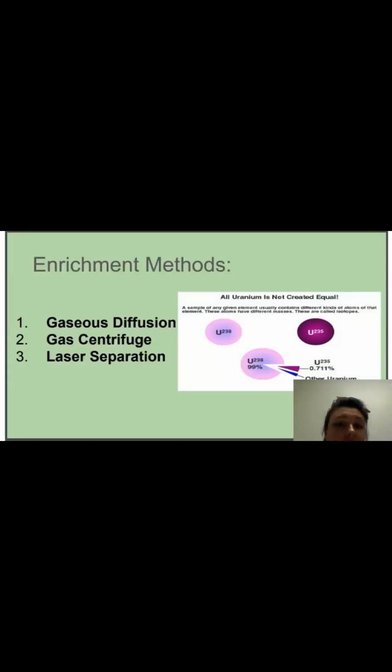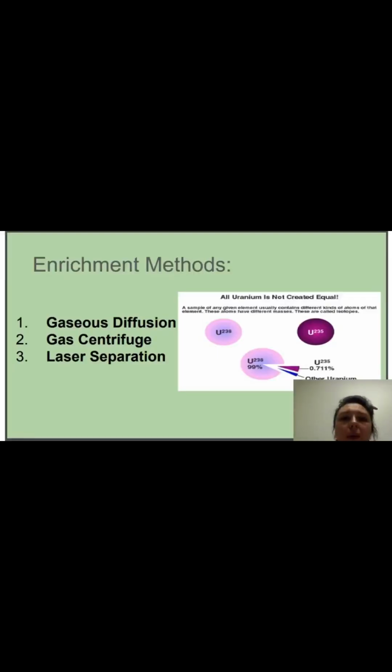There are 3 types of enrichment method. The first one is gas diffusion, the next one is gas centrifuge, and the final one is laser separation. In the United States, the only one that we allow commercial sector to produce uranium for enrichment cores or pellet production is in the form of gas diffusion. That does not mean it's good technology. It's actually old and outdated, and a centrifuge system would be better.